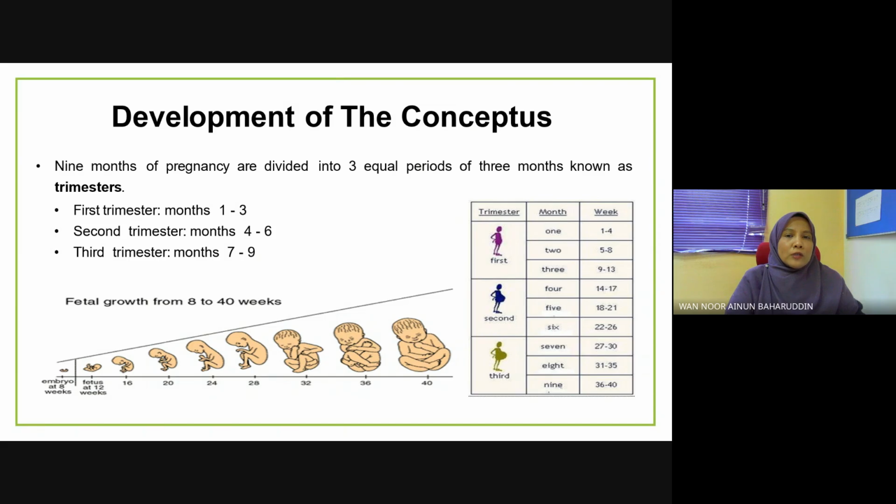So we do have the development of the conceptus. It is divided into 3 equal periods, what is used in bookkeeping at the clinic and so on. They divide it into 3 trimesters, 3 periods of time. The first trimester is months 1 to 3, the second trimester is months 4 to 6, and the third trimester is from 7 to 9. So the fetal growth is from 8 to 40 weeks, and the first trimester, for example, is also divided into weeks 1 to 4, 5 to 8, 9 to 13, and so on until the weeks of 40 and 40 plus.